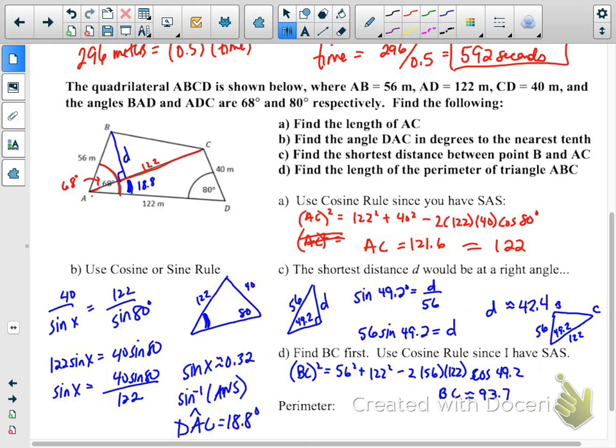So perimeter then is going to be 56 plus 122 plus 93.7, and that gives me 272 meters. Now that's rounded to 3 sig figs there.